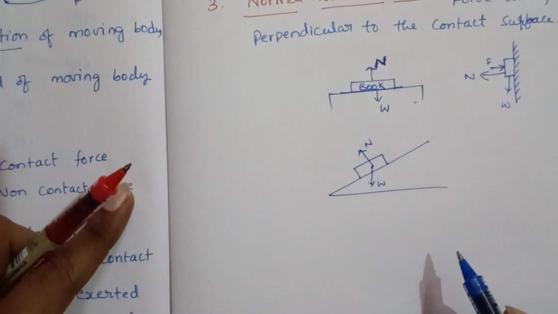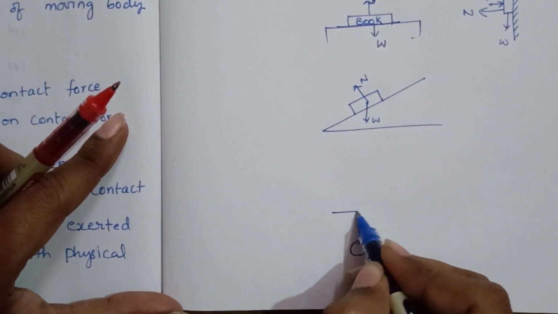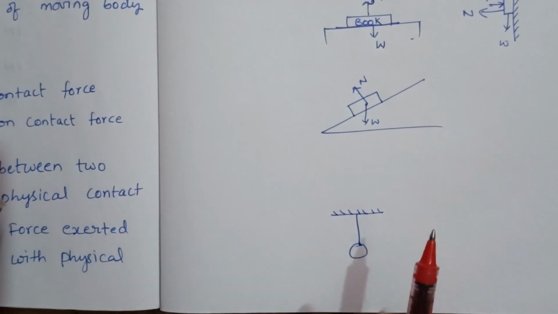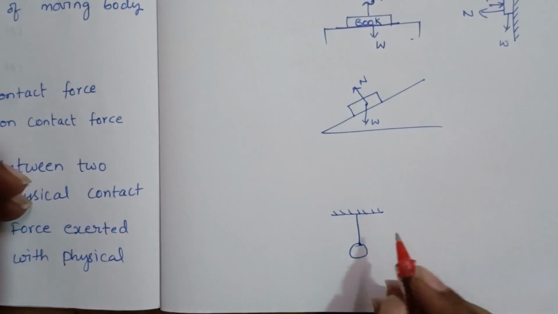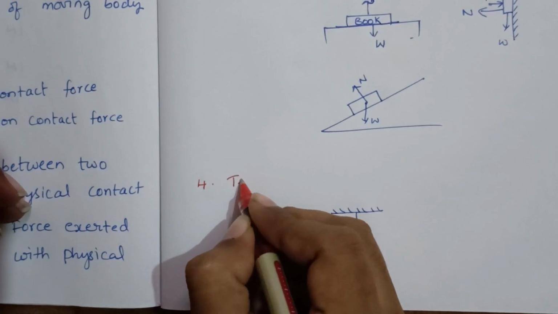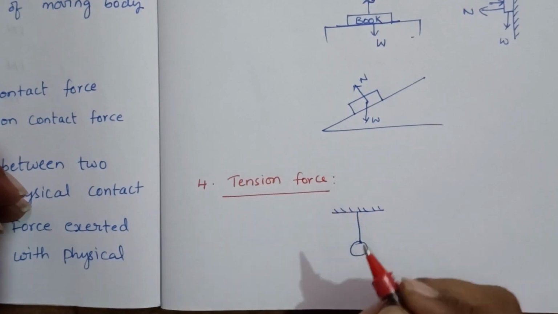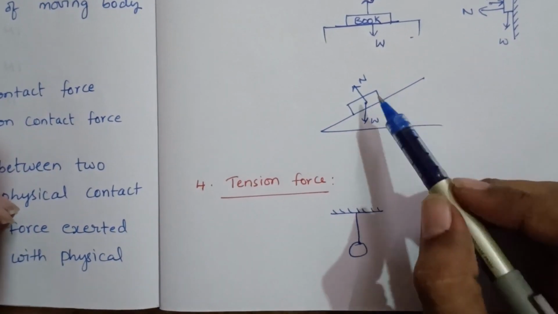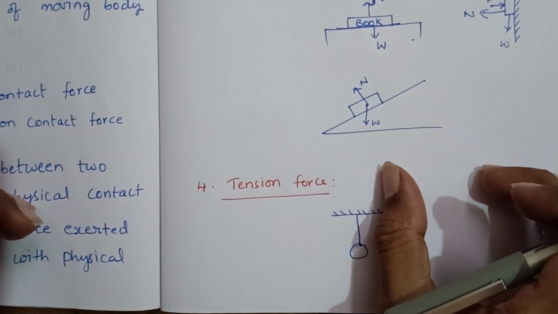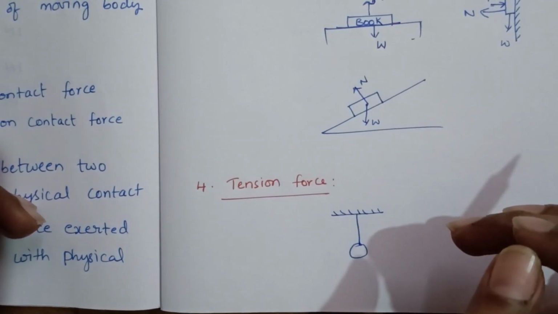Now an object is kept on the table, as you said, sir. Now suppose I take an object tied with the help of a string and connected to the ceiling, fixed. Here the force is tension force. Like here, a book is placed on the table, weight is acting down, and to oppose its weight, the table is applying an opposite force, that is normal reaction.